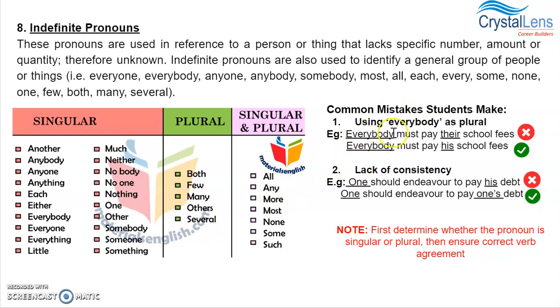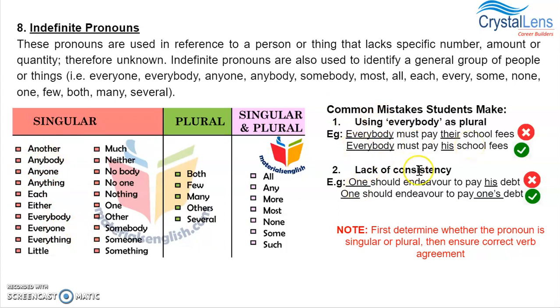An example is everybody. Everybody is on this list. It's under singular indefinite pronoun. So when you're using everybody, you want to use the verb that corresponds with a singular pronoun. So this says everybody must pay their school fees. This is wrong because their is referring to plural, but everybody, remember, is a singular indefinite pronoun. So the correct thing is everybody must pay his school fees.